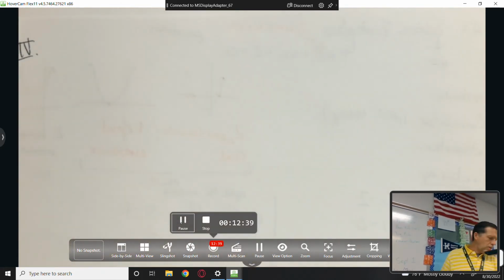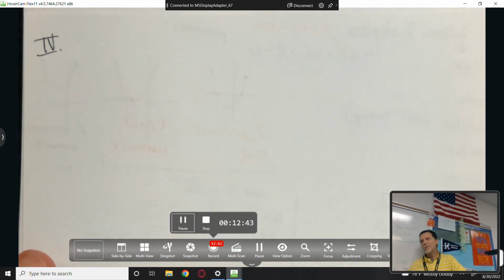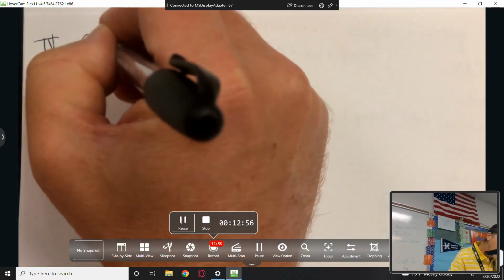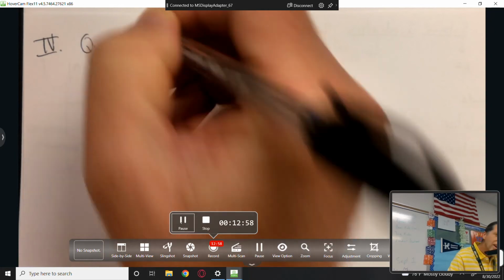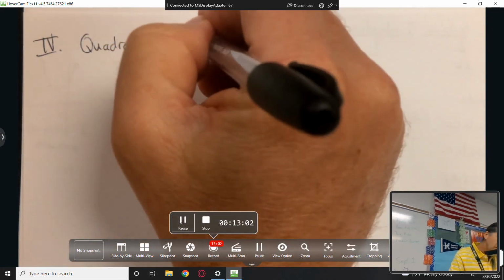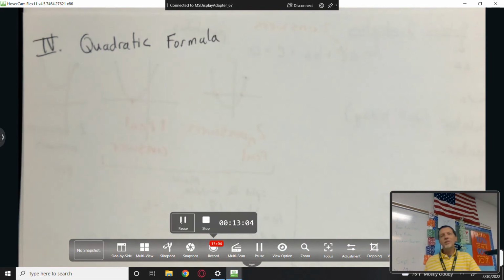I think you know this method. If it won't factor, what are you left doing? If you get one that won't factor, I can tell by your smiles you know what's coming. You're like, maybe if I don't say it, we won't have to do it. What is it? The quadratic formula.